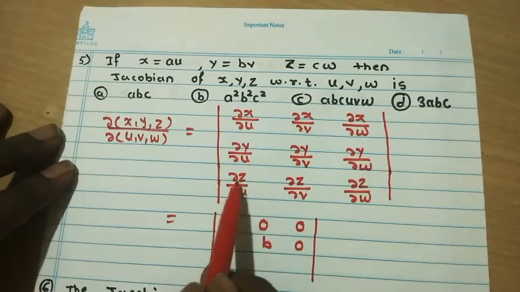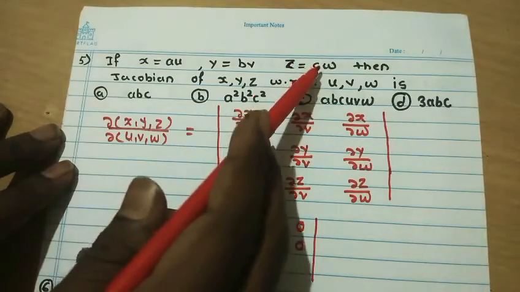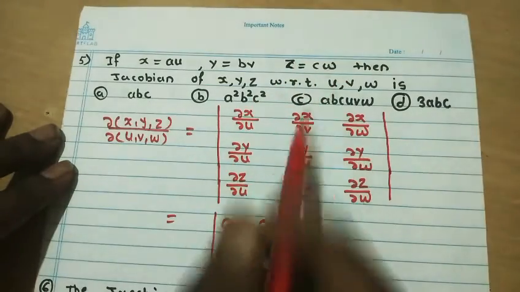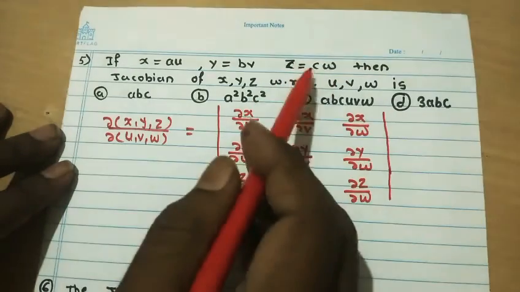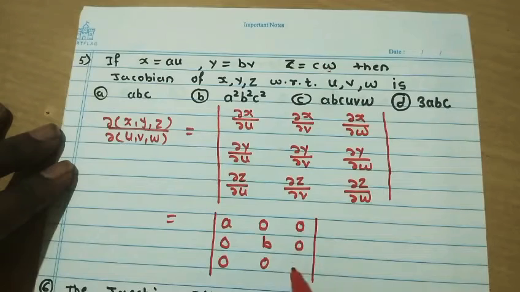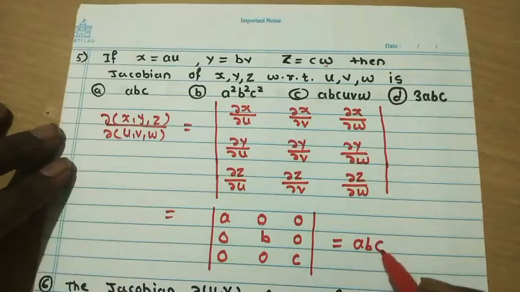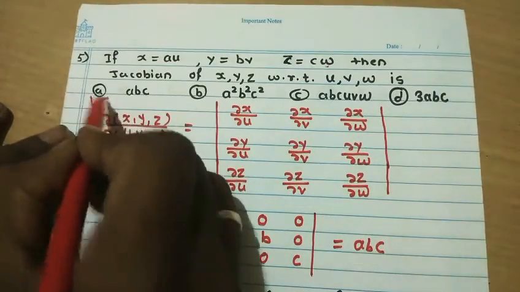In the third row, differentiate z with respect to u, so it is 0. Differentiate z with respect to v, 0. Differentiate z with respect to w, it is c only. So now try to find the determinant of this, so you will get abc. So option A is correct.